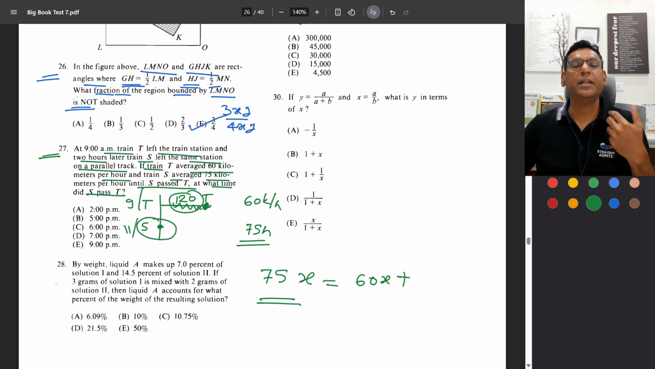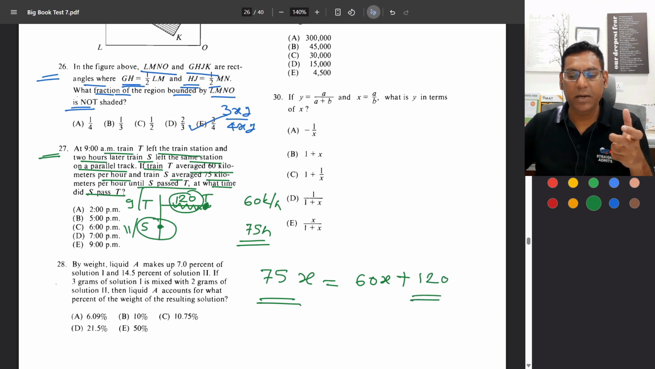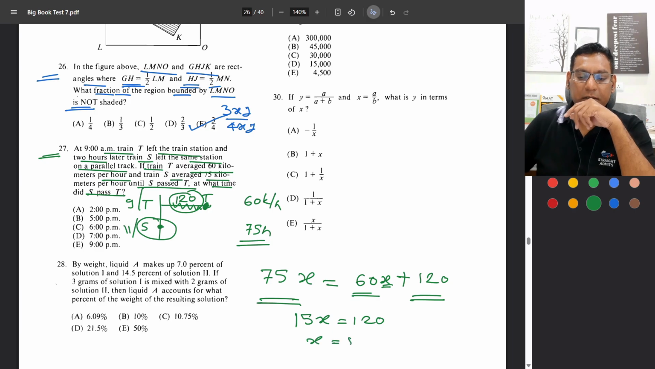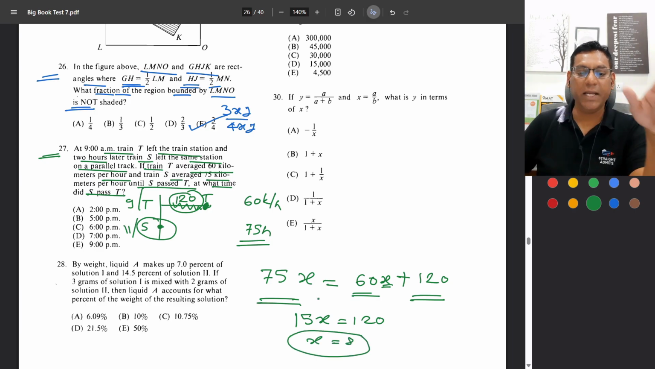120 head start T already had before S started. So T was 120 ahead, then in X time she went 60x even more ahead, and that is the same as 75x when T and S meet, right? So that's the equation I get. What do I get? I get 15x is equal to 120, so x is equal to 8 after 8 hours.